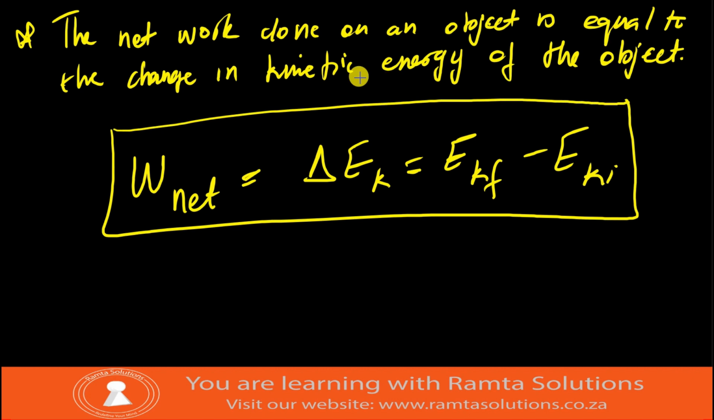If your object is accelerating on a horizontal surface, you can find your net work. So you have 3 ways of finding your net work. Now remember, in the previous example it was only 2 ways. Now it's 3 ways. Perfect. Now let us try examples of the net work.